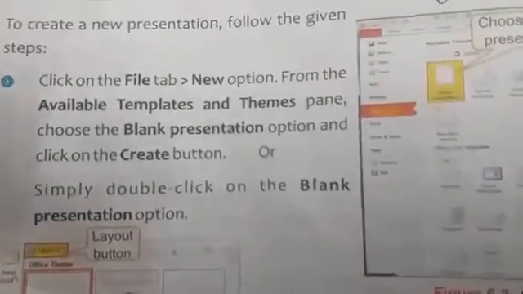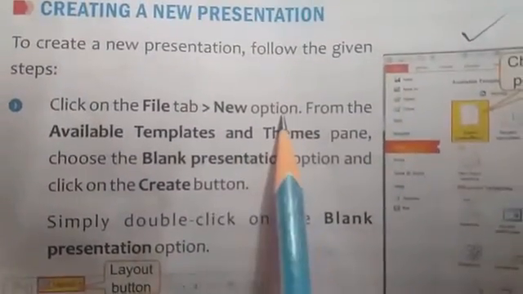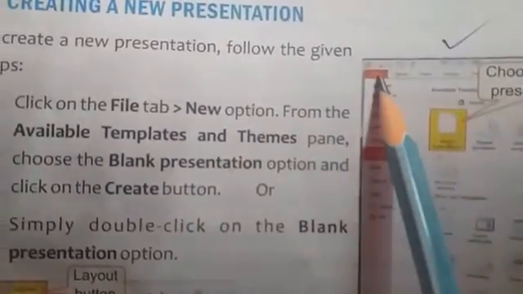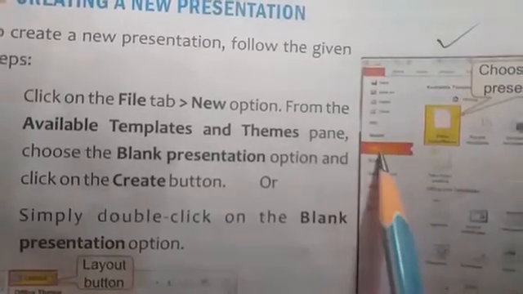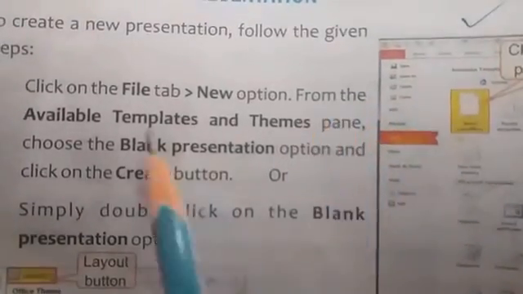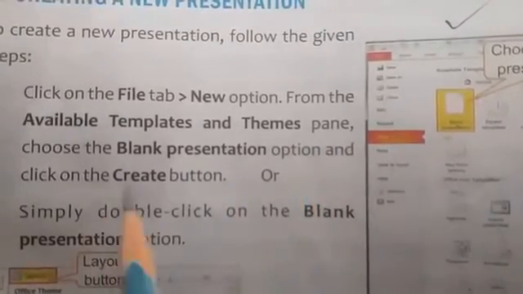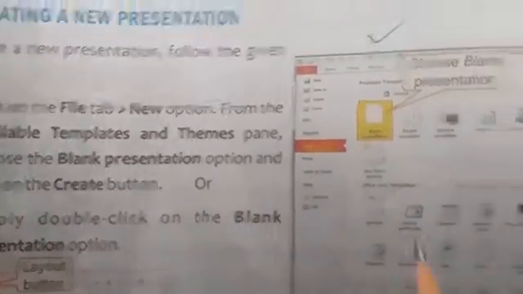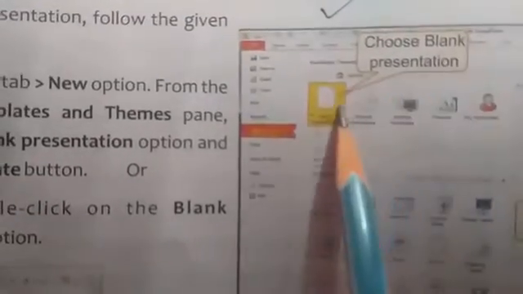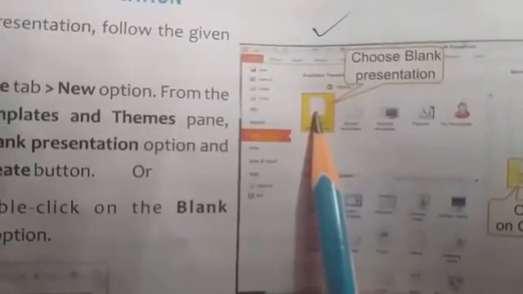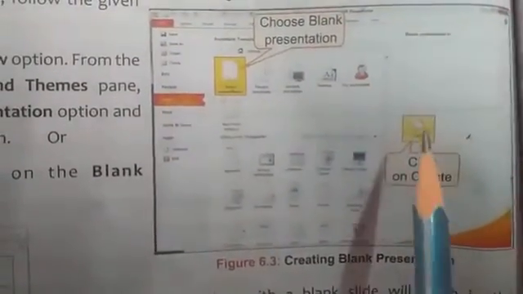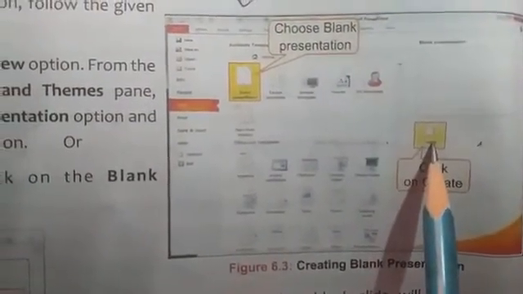So the first step is to click on the File tab and then the New option. Yes, on this File tab we have to click, and after that we have to choose the New option. From the available templates and themes pane, choose the Blank Presentation option and click on the Create button. From all these available templates we have to choose this Blank Presentation option. And at last we have to click the Create option.